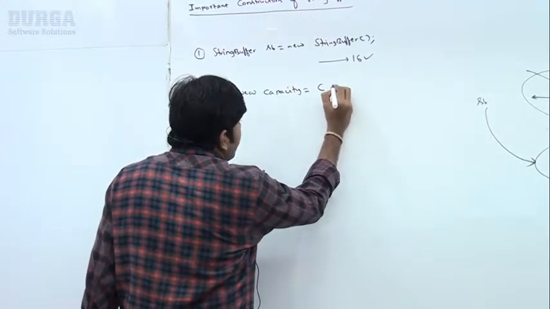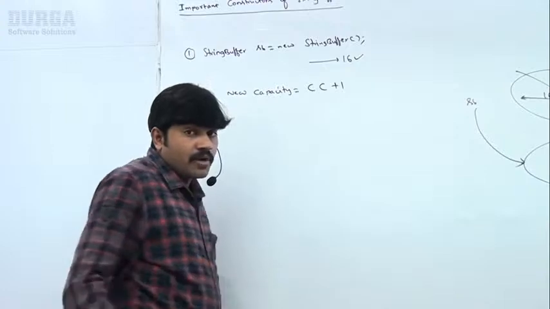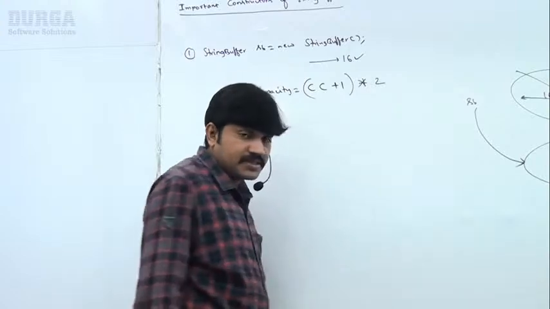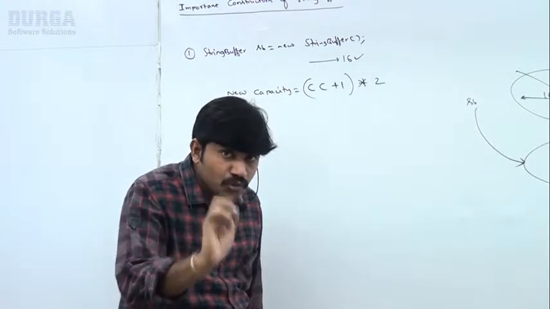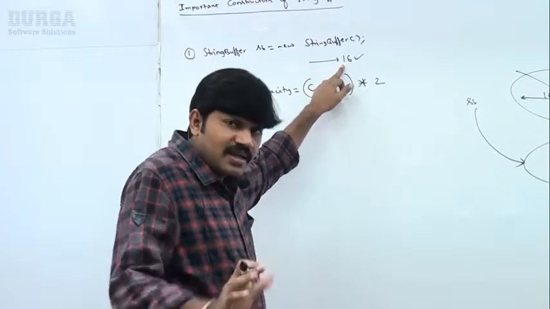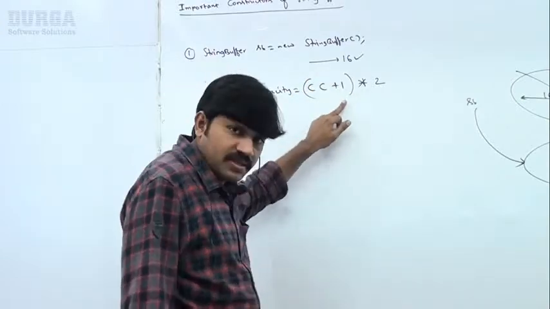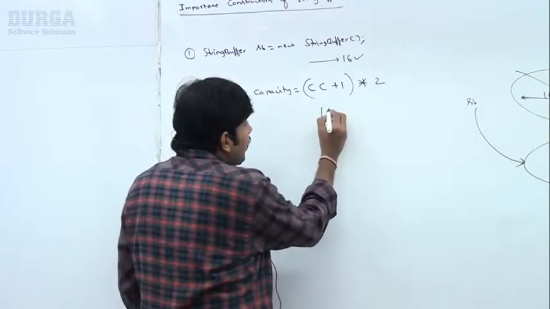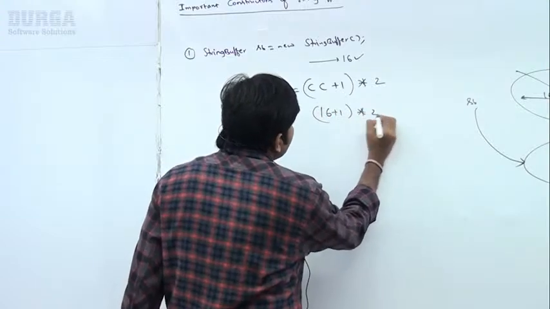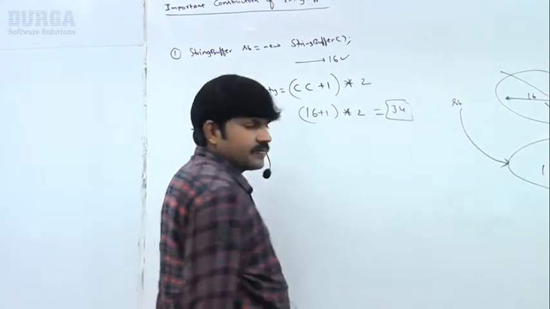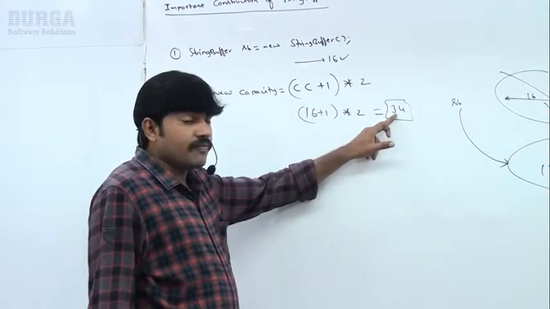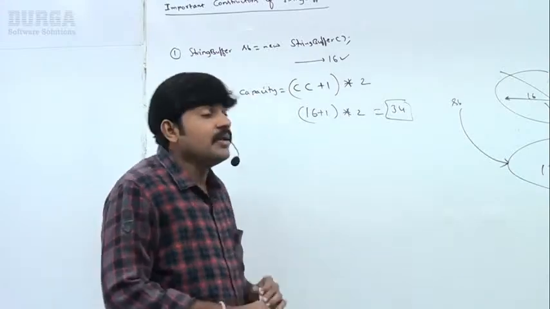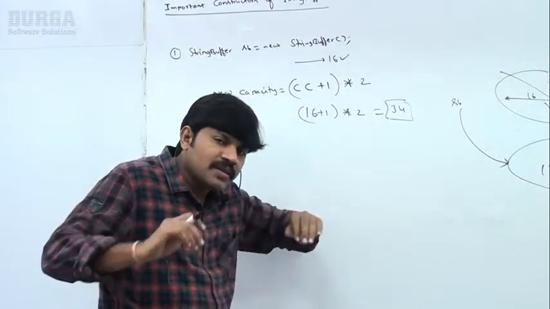current capacity plus 1, into 2. Current capacity plus 1 into 2. Sir, the 16 is already completed. 16 plus 1 is 17, 17 into 2, its value is 34. Everyone can understand? Observe very carefully: once 16 is completed, the next capacity is 34. Assume 34 also completed.